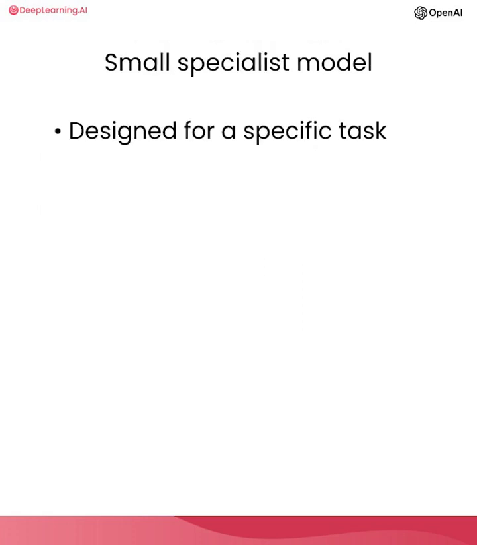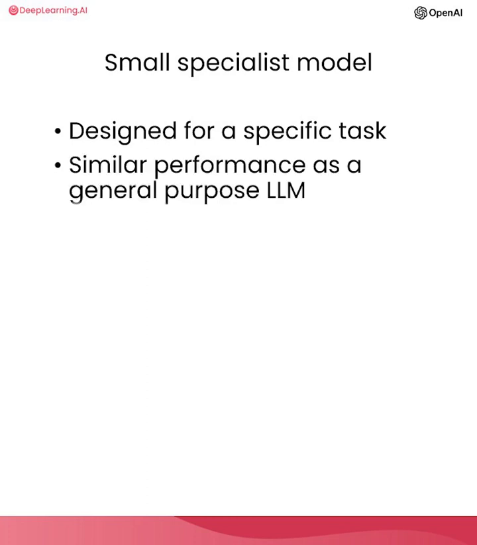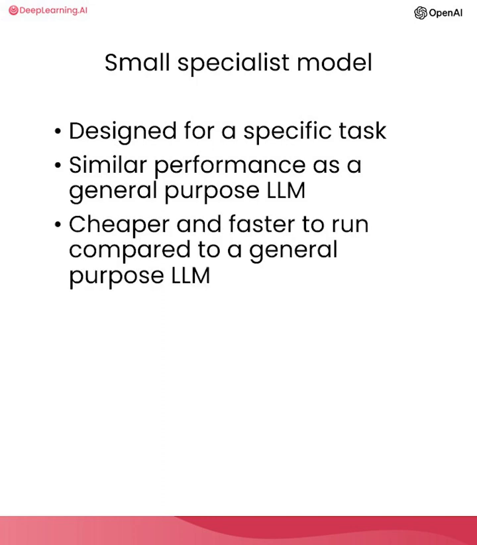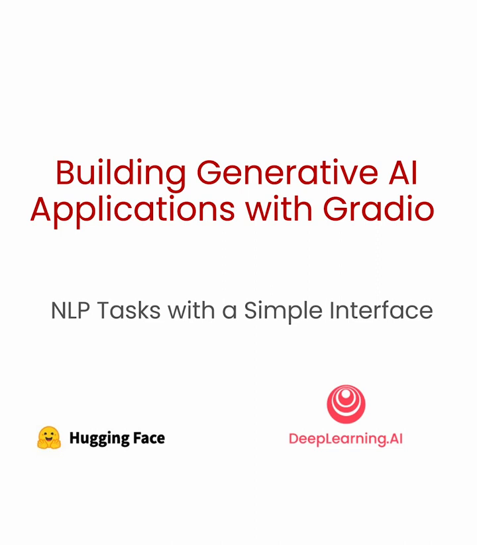When you have a specific task in mind, such as summarizing text, a small specialist model that is designed for that specific task can perform just as well as a general-purpose large language model. A smaller specialist model can also be cheaper and faster to run. Here, you're going to build an app that can perform two NLP tasks, summarizing text and named entity recognition, using two specialist models that are designed for each of these two tasks.